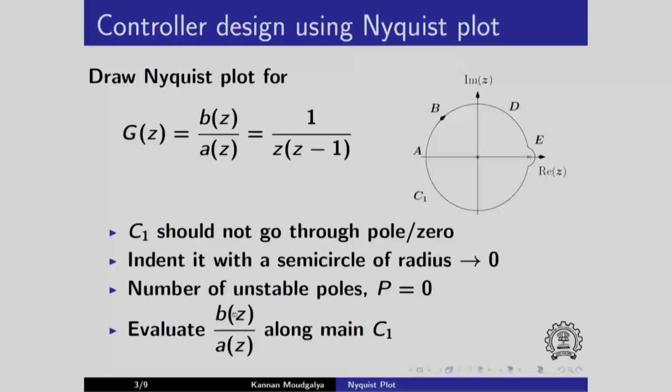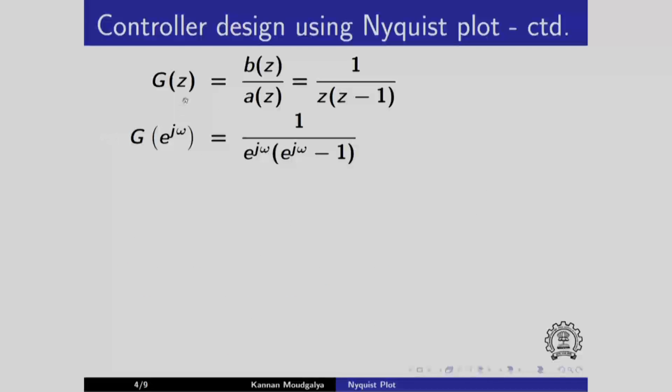We will first evaluate G along main C1. The C1 has two parts, one is this main C1, the other one is the small semicircle. So we will first do it along A, B, D, E. For that we will substitute z equals exponential j omega. This is on the main circle. When I substitute z equals exponential j omega, I get this.